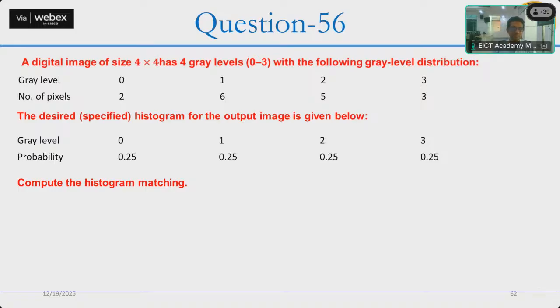In the same way, another problem is given. Here the number of pixels is given. Remember, it doesn't matter if the number of pixels was given. What you can do is calculate the P of R. When you calculate the P of R, it will not be difficult. What you need to do is normalize with the total number of pixels.